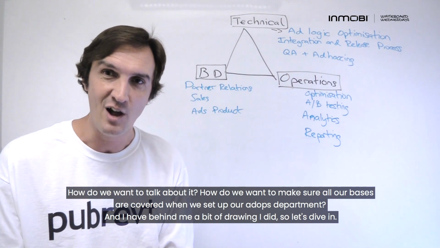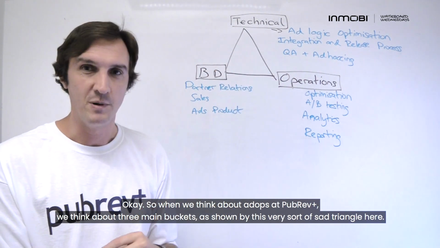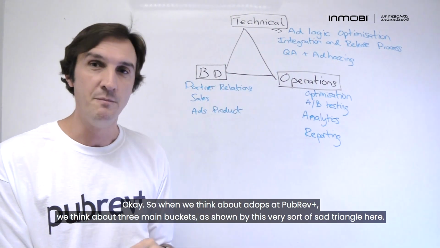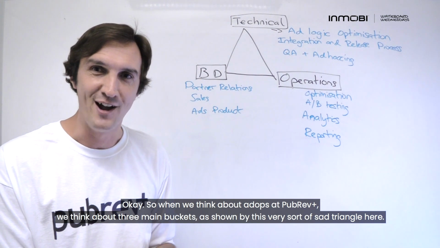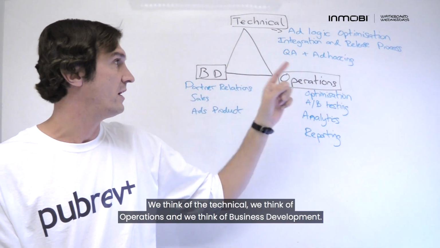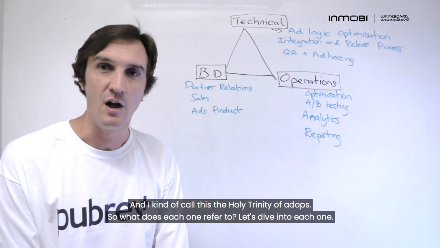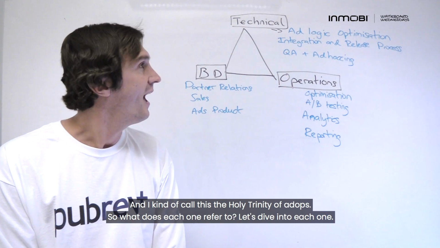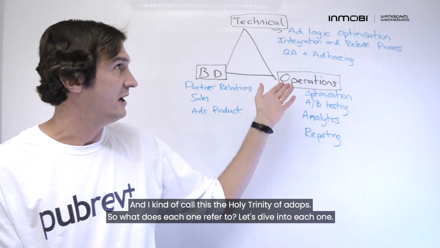So let's dive in. When we think about ad ops at PubRev, we think about three main buckets, as shown by this very sad triangle here. We think of the technical, we think of operations, and we think of business development. I call this the holy trinity of ad ops. So what does each one refer to? Let's dive into each one.